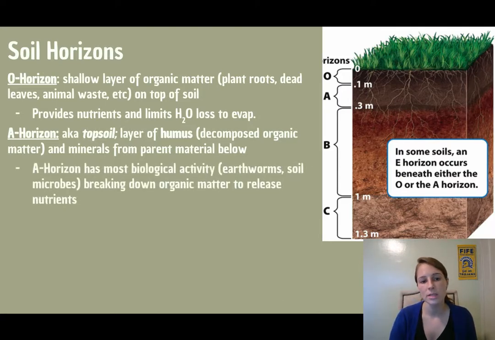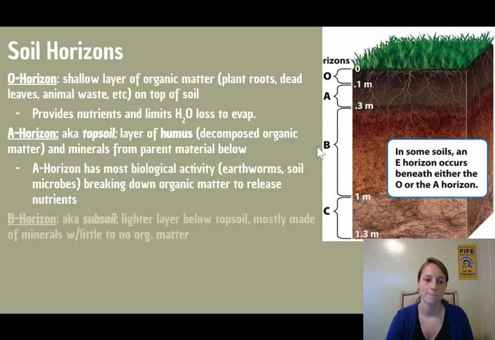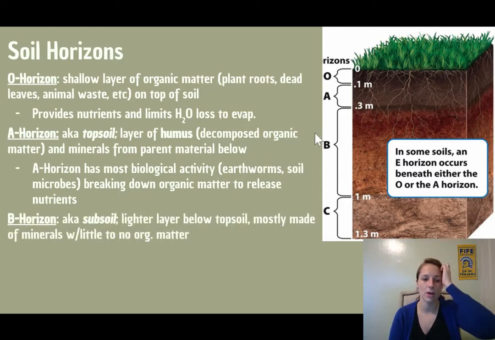The A horizon is going to have the most biological activity. This is where you're going to find a lot of your earthworms and soil microbes, where they're breaking down organic matter and releasing nutrients. The next layer is going to be the B horizon, which is also called the subsoil.